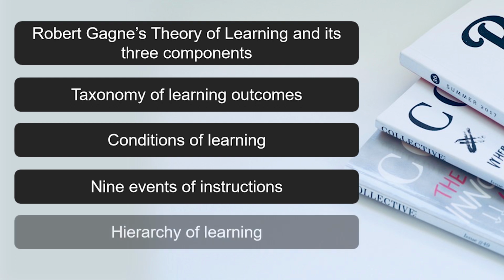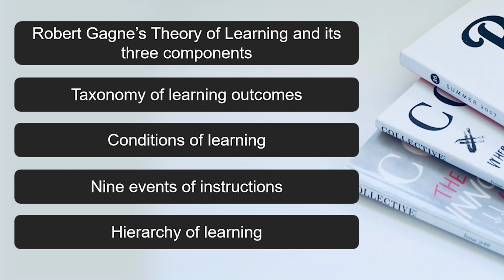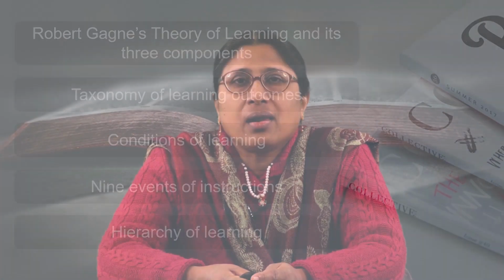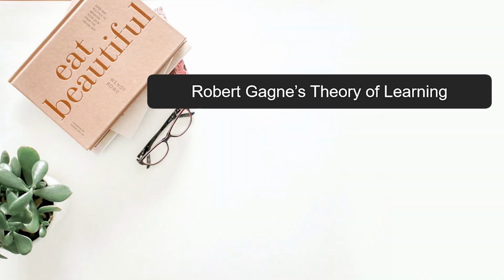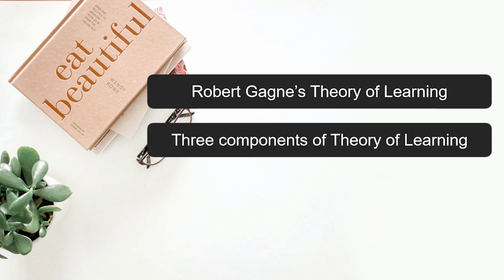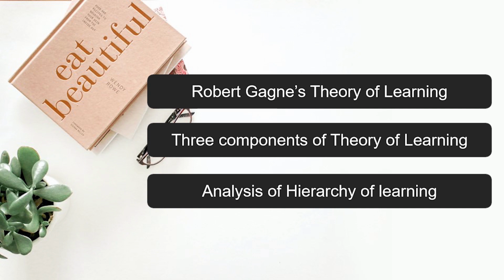Also, we will discuss the hierarchy of learning proposed by Robert Gagne. After watching this video, you should be able to develop an understanding of Robert Gagne's learning theory. You will be able to classify the three components of Gagne's theory of learning. You will be able to analyze or examine the hierarchy of learning. You will develop an understanding of the implications of Gagne's theory of learning. Let us discuss Gagne's theory in detail.